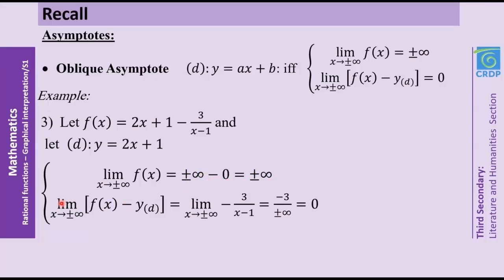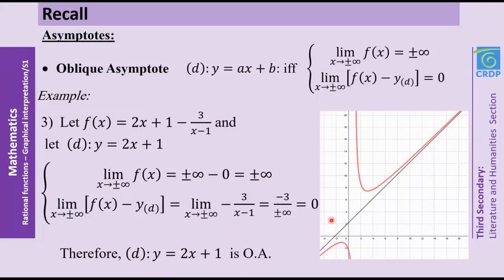For the second condition, we need to find the limit of f of x minus d, as x tends to plus or minus infinity. If we subtract d from f of x, which is this first part, we'll be left with minus 3 divided by x minus 1. The limit of minus 3 divided by x minus 1 as x tends to plus or minus infinity is equal to 0. So the line y equals 2x plus 1 is our oblique asymptote.